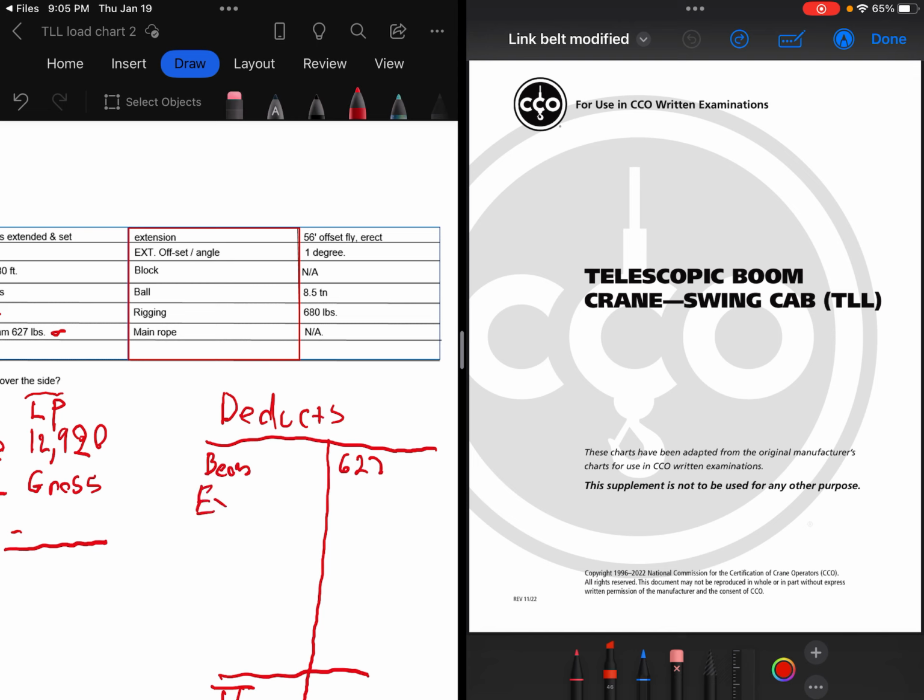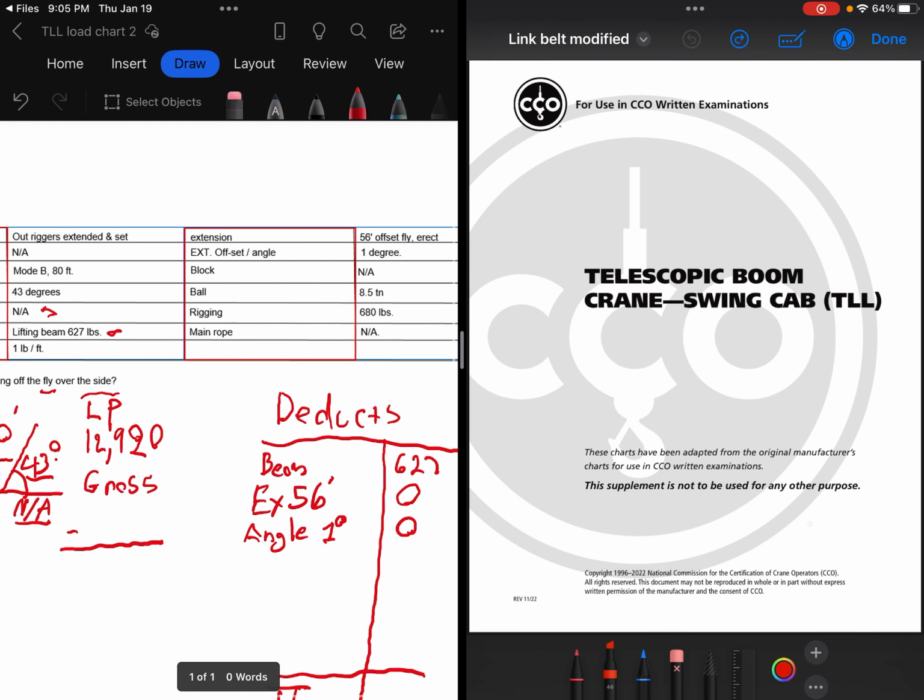Our extension is 56 foot, and I just like to draw it here and then put a big fat 0 here. Our angle is 1 degree. Another 0. Writing it down just helps us to know that we're using it. We put zeros right there because we know our unit is in.